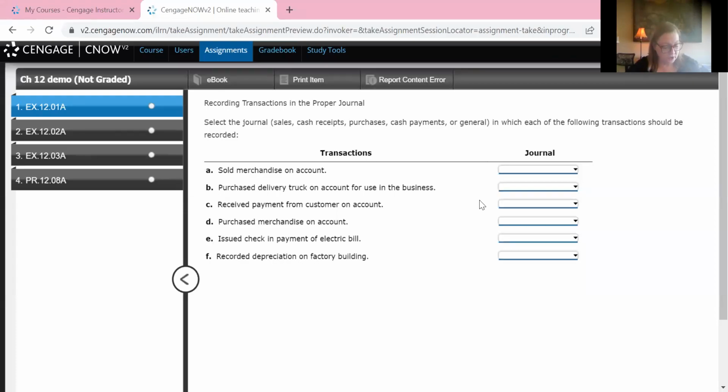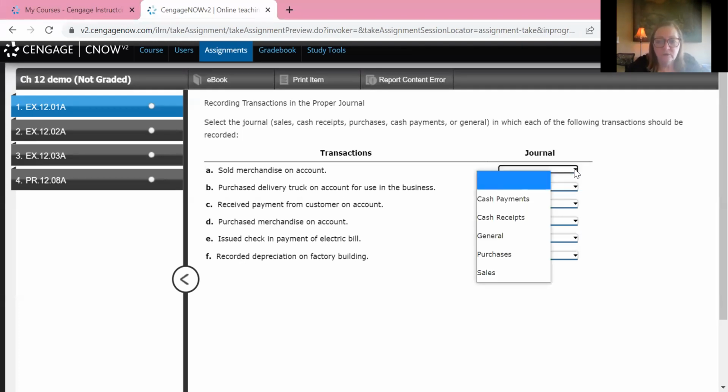Okay, for some chapter 12 exercise demonstration, let's start with 12.1, which in your textbook is on page 472, exercise 12.1. In this one, we're just trying to decide which journal we should record these transactions in. So we're just going to read each description and decide where we would put a transaction like that. If we sold merchandise on account, that sounds like we should put it in the sales journal.